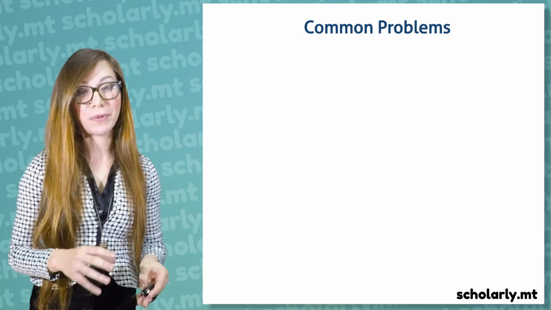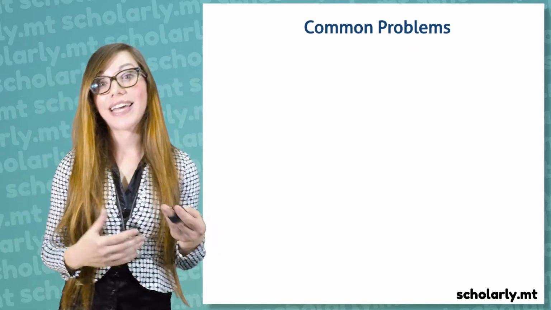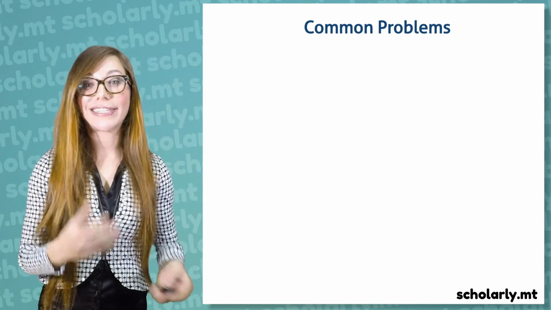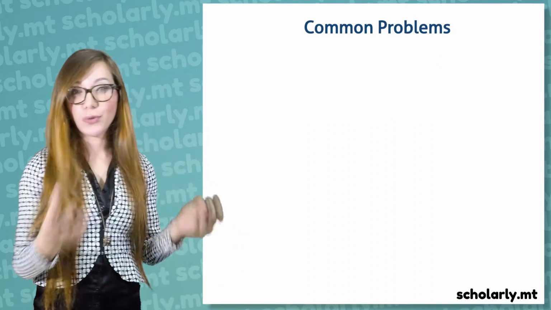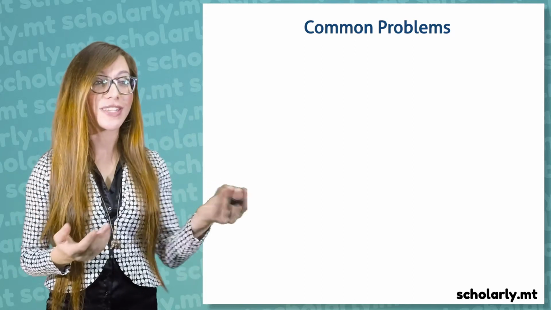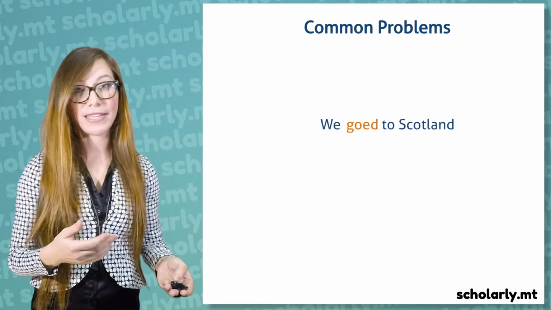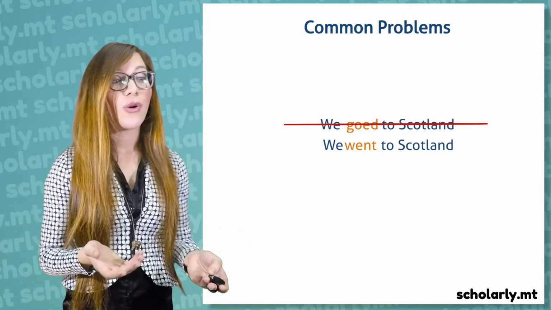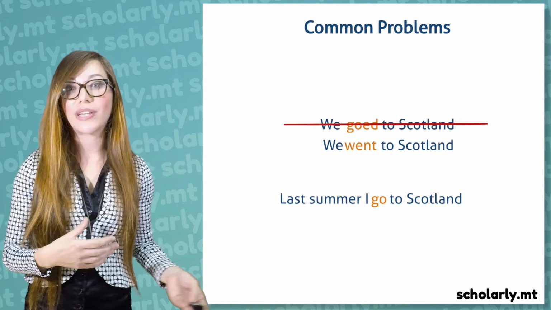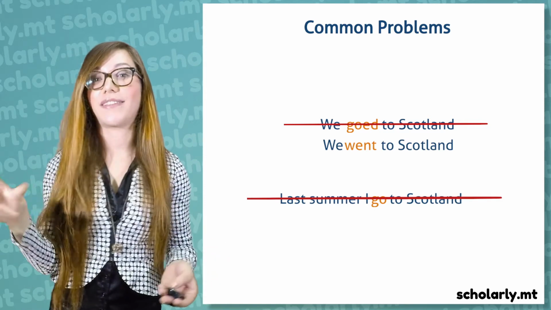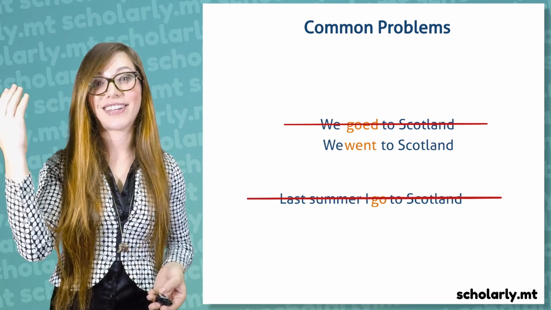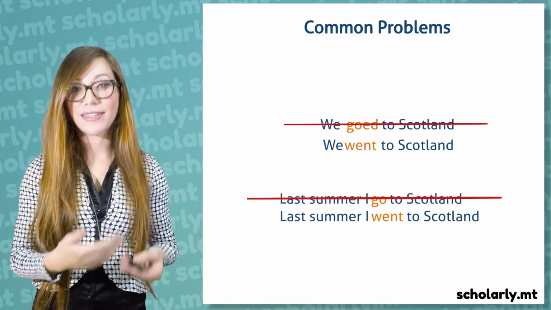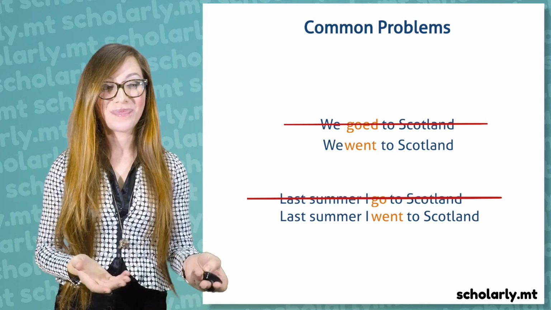Let's look at some common problems. Now, sometimes we forget to use the irregular form of the verb, and we end up creating very creatively a new form for the verb in the past. For example, we go to Scotland. That's not correct. The correct version would be we went to Scotland. Or last summer, I go to Scotland. We forget to put the verb in the past when we're talking about completed actions in the past. So the correct version would be last summer, I went to Scotland.